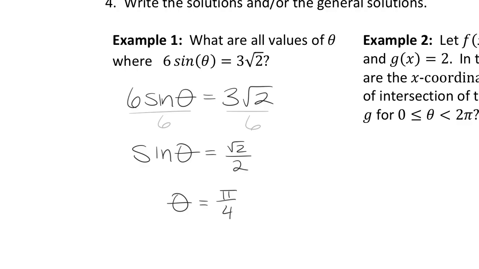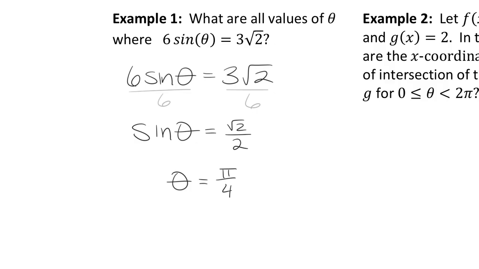What is the version of pi over 4 in quadrant 2? It's 3 pi over 4. 4 pi over 4 would be the flat line. Did we want to go all the way to the flat line? No, so we have to go one less, so it's 3 pi over 4.